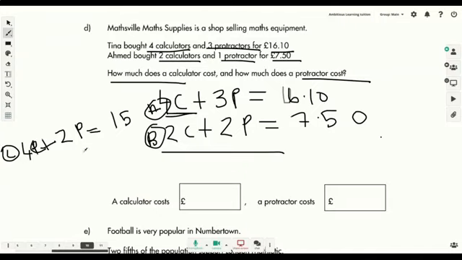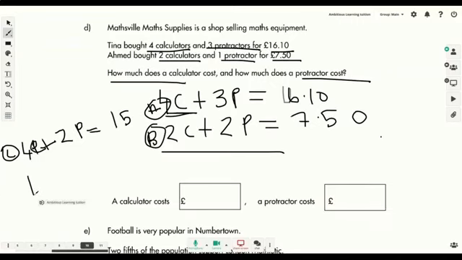So basically, you need to find out the difference between A and C. If I find the difference between A and C, the difference is £1.10, and I have found out the cost for one protector. That is £1.10 is the cost for one. Just try to find the difference from A and C, this one and this one.